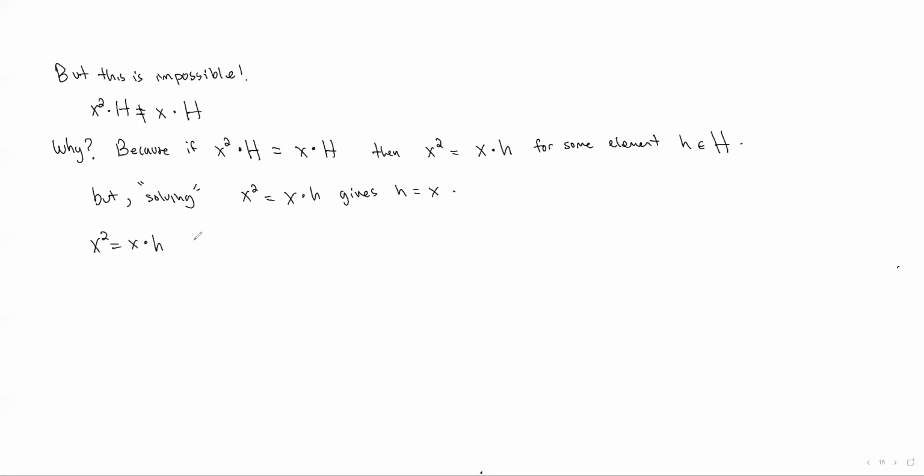It's like how you would solve an equation normally. If you had 2x equals 4, you would divide both sides by 2. Here you divide both sides by X. So you do X inverse times X squared equals X inverse times X times h. So then you get X equals h. So therefore X equals h, which is an element of the subgroup H, but we assumed that X is not an element of the subgroup H. We have a contradiction.